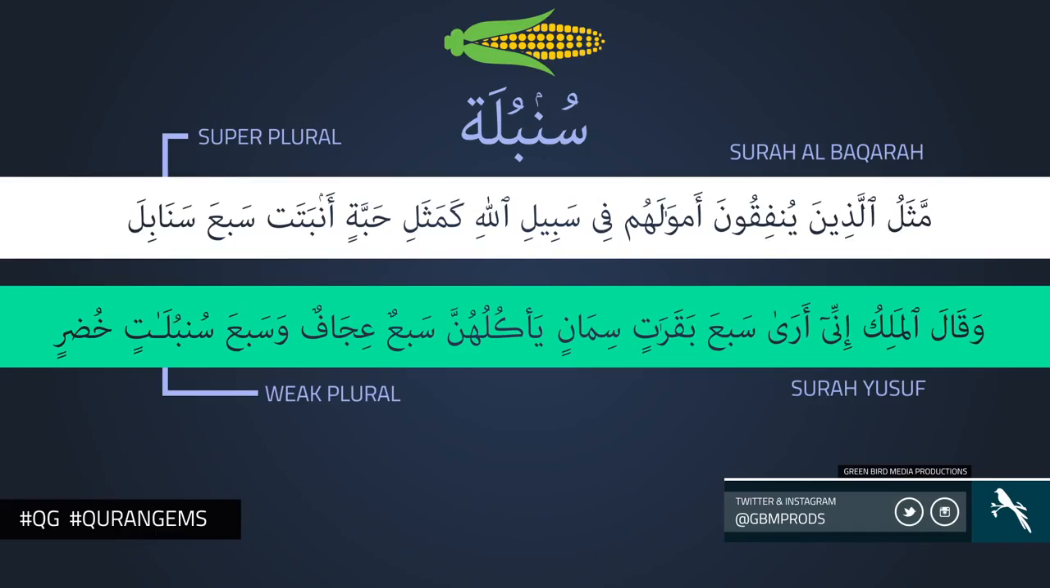What's crazier is in Baqarah, Allah is talking about 7 of them. Sab'a sanabil, 7 of them. And in Surah Yusuf, Allah is also talking about 7 of them. Sab'a sumbulatin khudr. 7 of them both times. So the number is equal. This is 7 and that is 7.